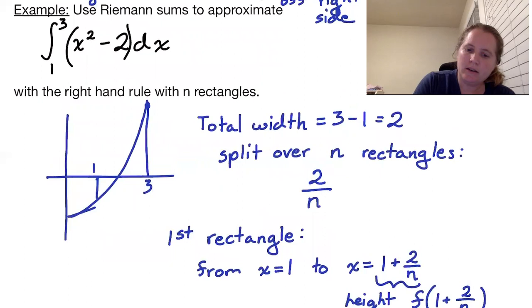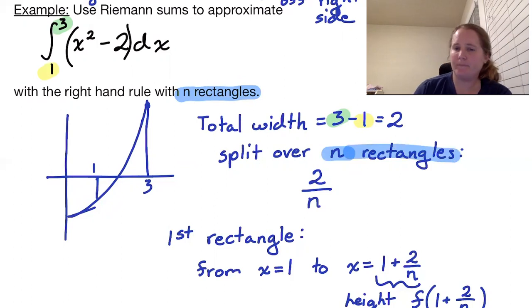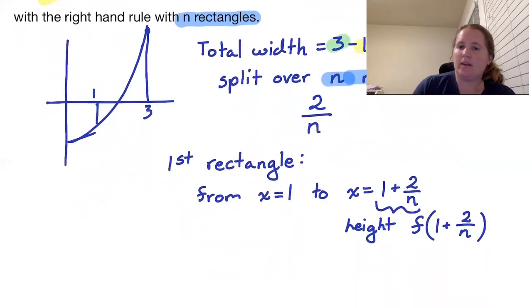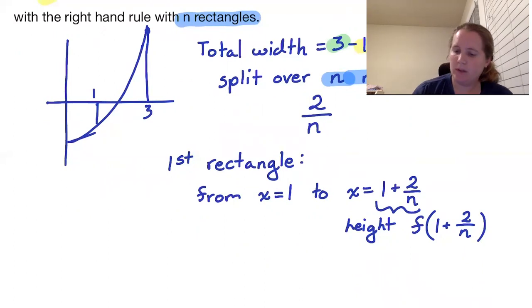So once again, when we figured out our total width, the 1 came from the lower bound of our definite integral. 3 came from the upper bound of our definite integral. We were splitting over n rectangles, hence our 2 over n. And then this 2 over n is going to serve as our width of each individual rectangle. So the first one goes from 1 to 1 plus 2 over n.